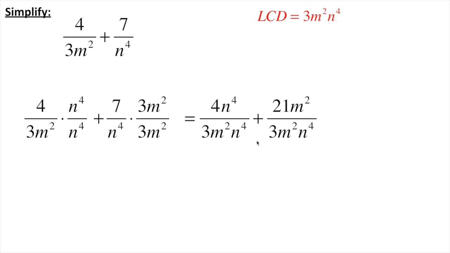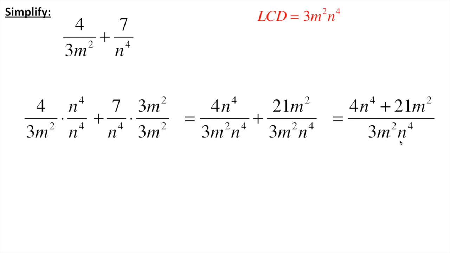Notice how I have the same denominator on both of these two now. Now that I have the same denominator on both, it makes it really easy because all I need to do is add their numerators, add what's on top. So I just add these two together. N to the fourth and m squared cannot be combined. So I'm just going to write those all on top here. 4n to the fourth plus 21m squared, all over this common denominator.